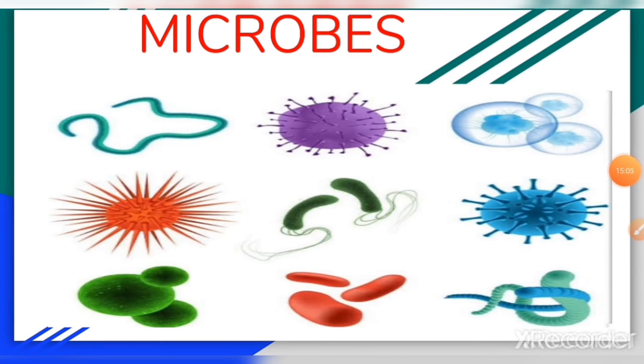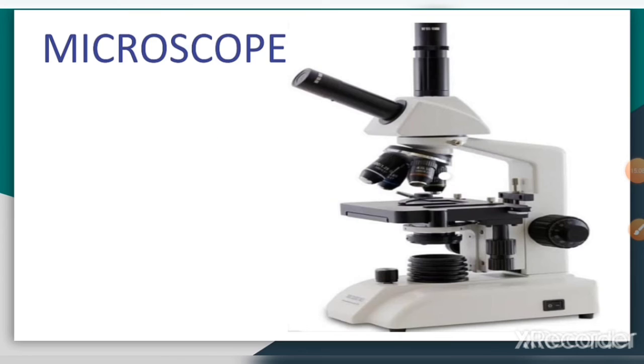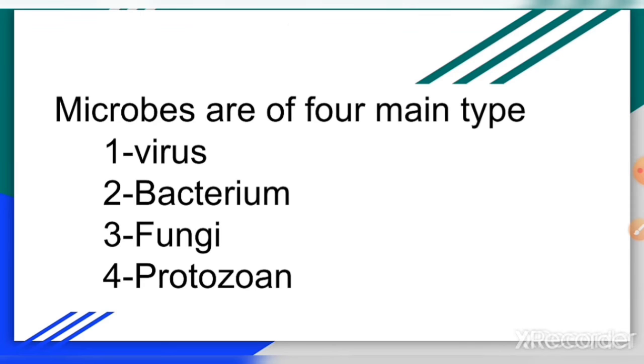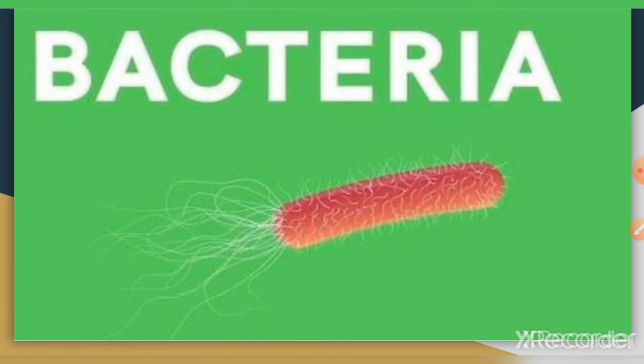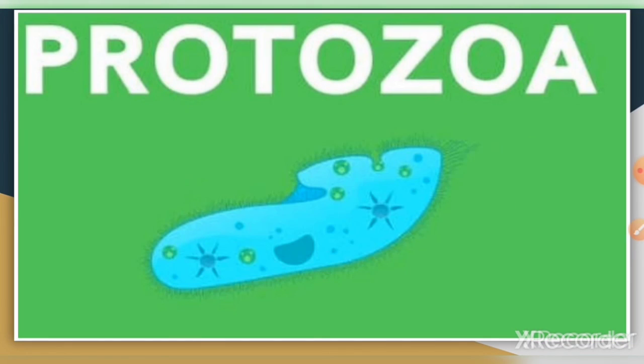Microbes are very small living things that cannot be seen with the naked eyes. They can be seen only with the help of an instrument called microscope. There are main 4 types of microbes: virus, bacteria, fungus and protozoa.